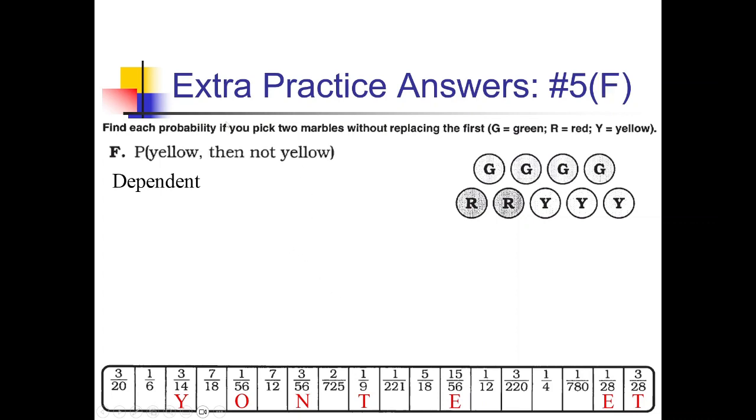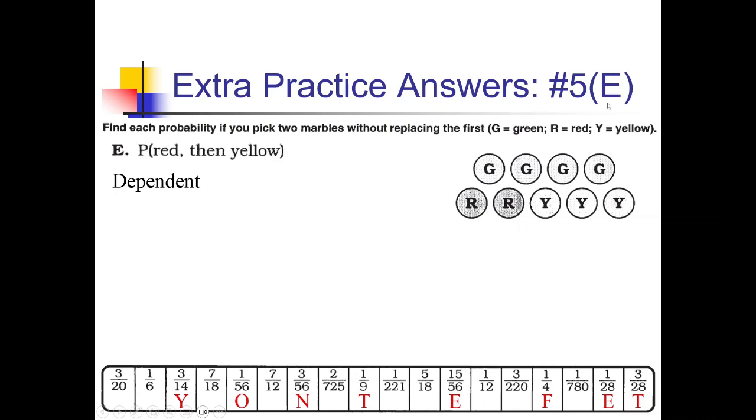For this next problem, we want yellow, then not yellow. So initially I have 3 yellows out of 9 marbles, so 3 out of 9. Now for not yellows, I've got 6 of those, and none of those have been picked yet. But I've only got 8 marbles left. So 6 out of 8 for not yellow from the remaining marbles. So that's going to be 18 over 72, which I can reduce by 18s. This is 1 out of 4. So that's going to be right there, F.